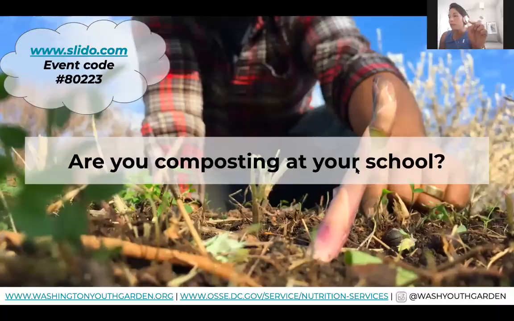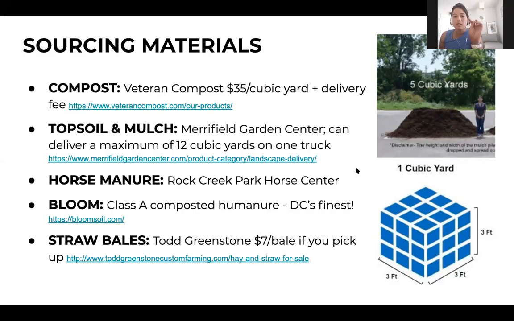Oh, let me just talk about Bloom really quick. So if you guys don't know about Bloom, it is a Class A composted human manure, DC's finest. So it's a DC Water product, and it takes DC's waste from our toilets and composts it in a very safe way. And it's a good nitrogen compost source, and it's been tested and tested. It's really safe, and I believe that they will deliver it free or fairly cheap to schools. We've used it at the youth garden, and I've been amazed at the results.